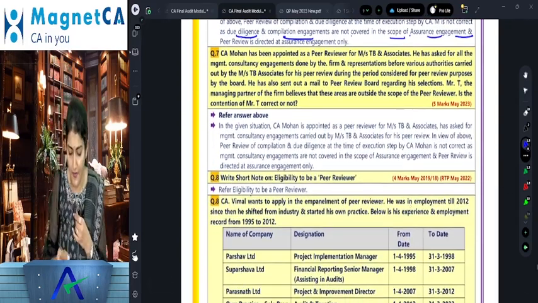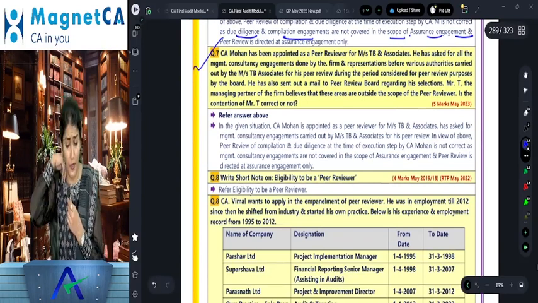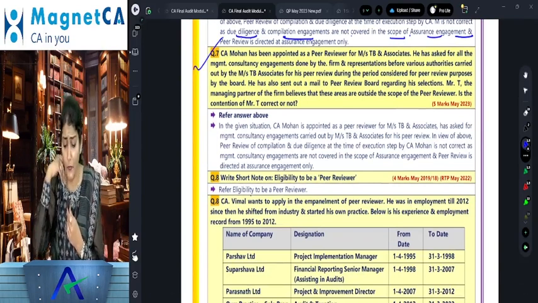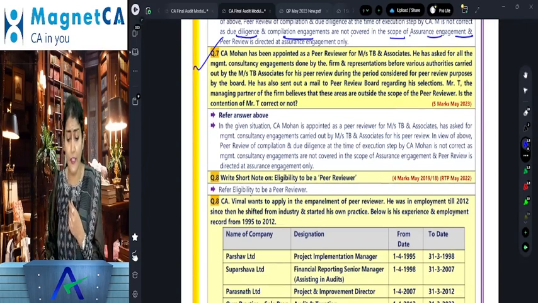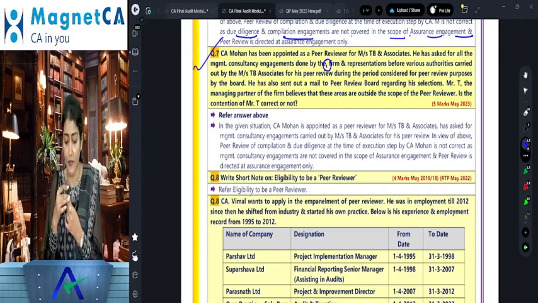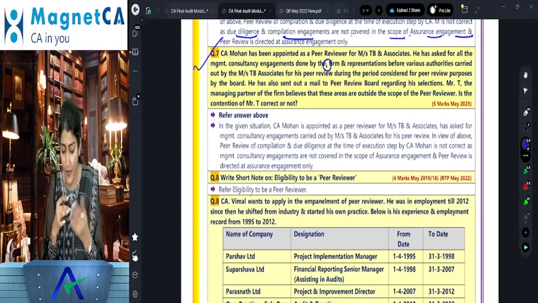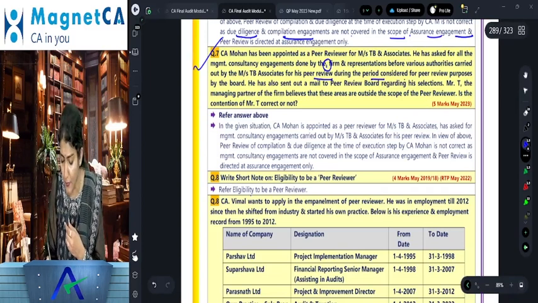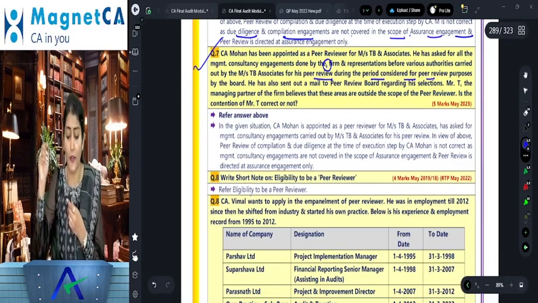Again, question number 7. Mohan has been appointed as a peer reviewer of TB and Associates. He has asked for all the management consultancy engagements done by the firm and the representation before the various authorities carried out by TB and Associates for his peer review during the period considered for the peer review purposes.